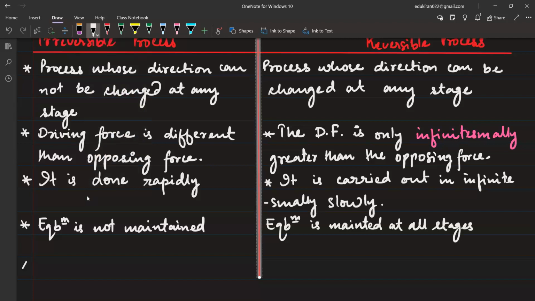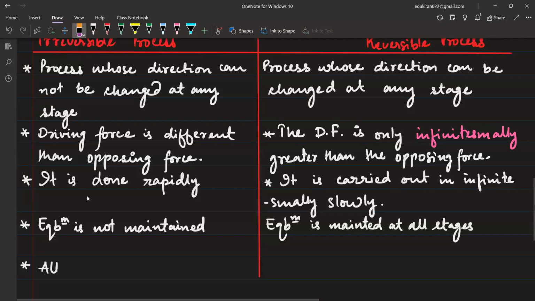चलिए, see the next one. The last point is all natural process. So यहाँ पे हमने space क्यों छोड़ दिया? Just a second.